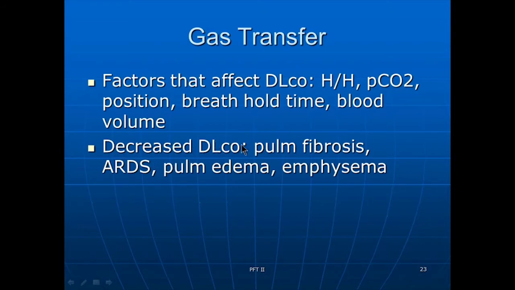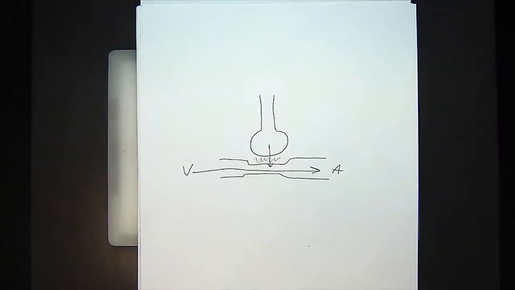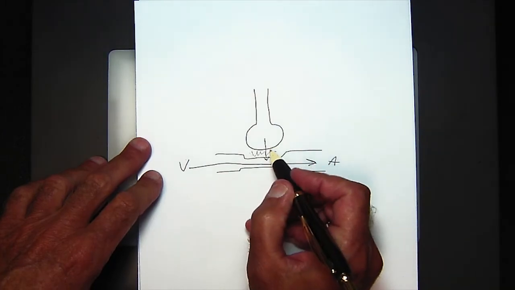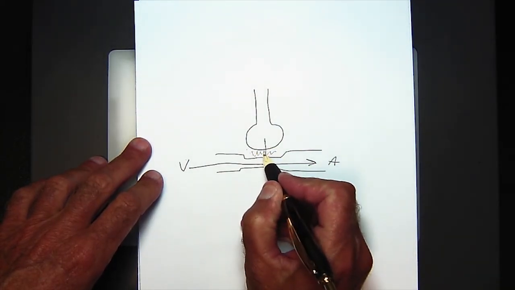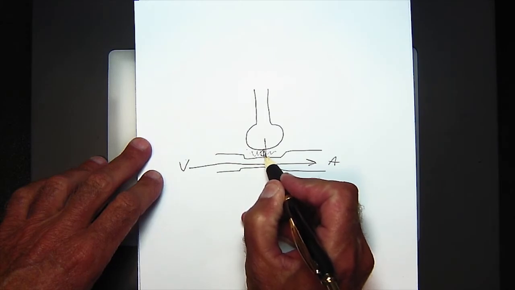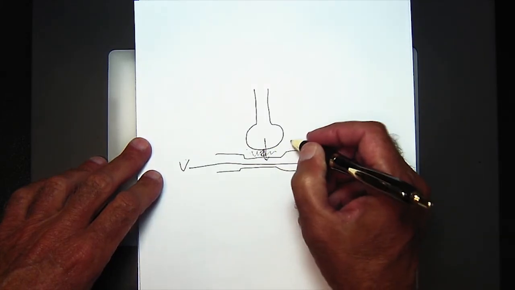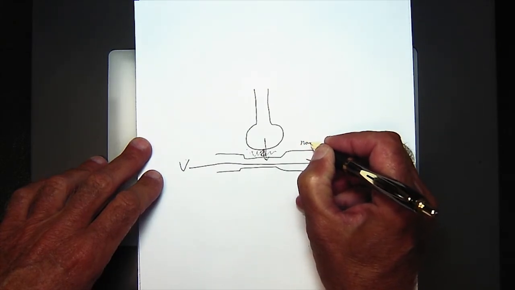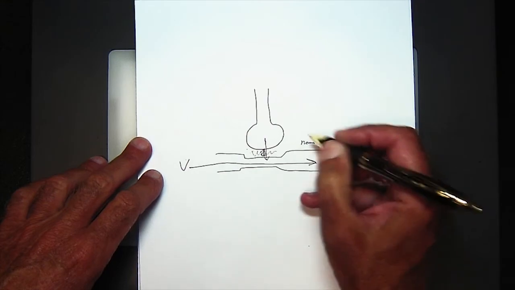The conditions in which there's usually a decrease in DLCO are pulmonary fibrosis, ARDS patients, pulmonary edema, and emphysema patients. It's usually because the membrane itself is affected. If you look at this picture, this is your alveolar capillary membrane here. A normal alveolar capillary membrane is very, very small. It's measured in nanograms. So it's very, very small.